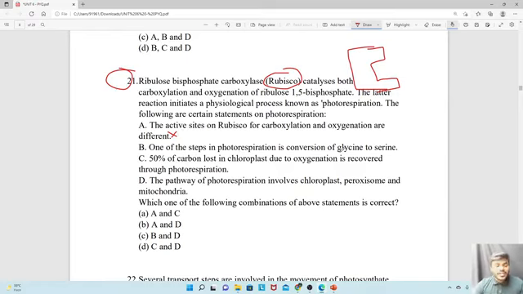One of the steps in photorespiration is conversion of glycine into serine. Where is the glycine going to be converted into serine, friends? Of course, in the mitochondria. So option B is the right statement.